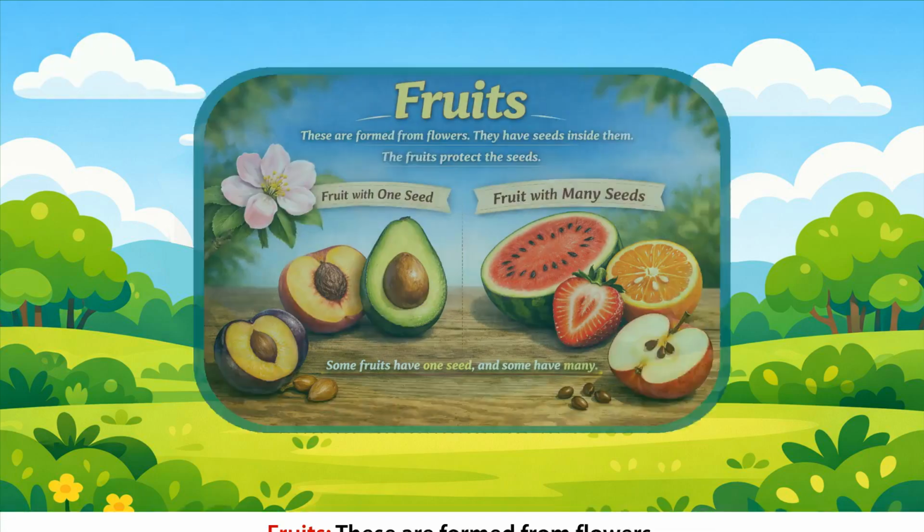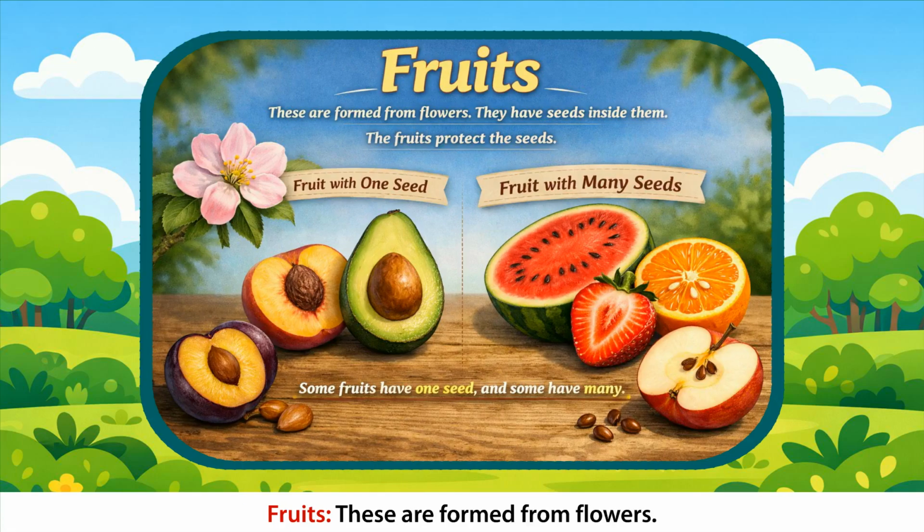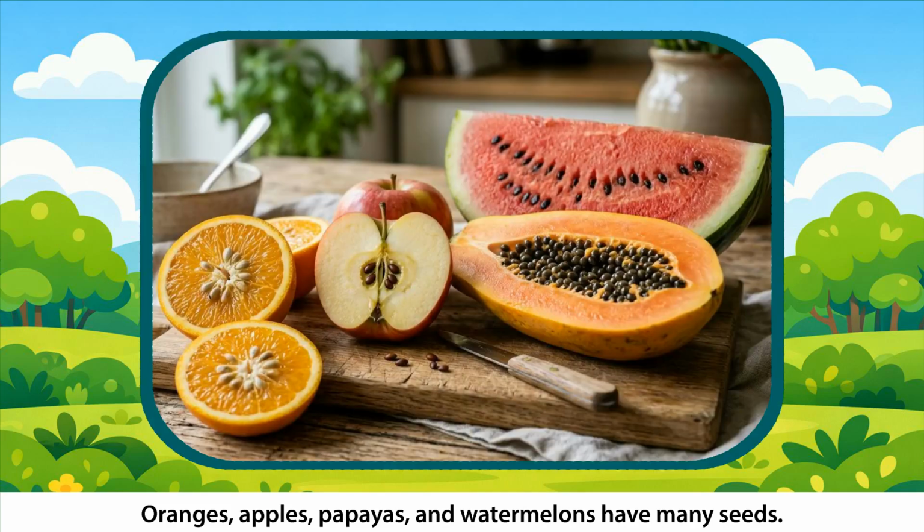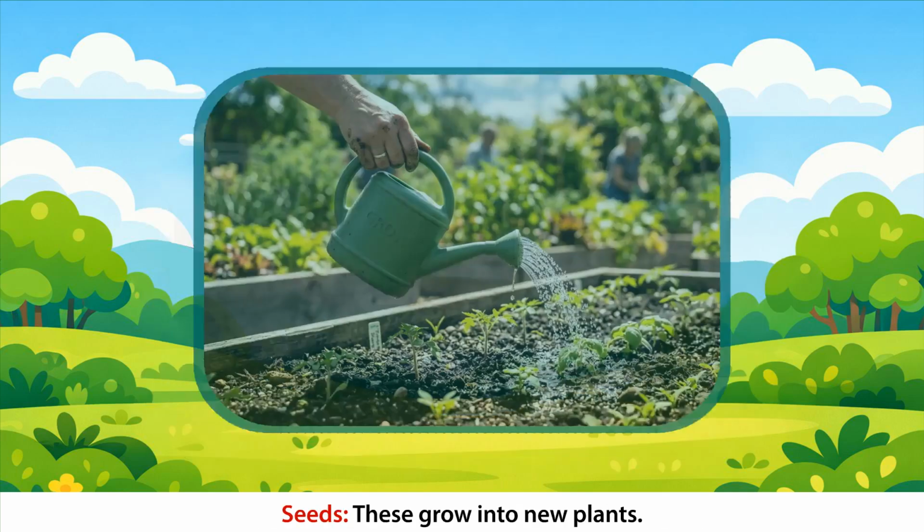Fruits and seeds. Fruits. These are formed from flowers. They have seeds inside them. The fruits protect the seeds. Some fruits have one seed and some have many. Mango and peach have one seed each. Oranges, apples, papayas and watermelons have many seeds.